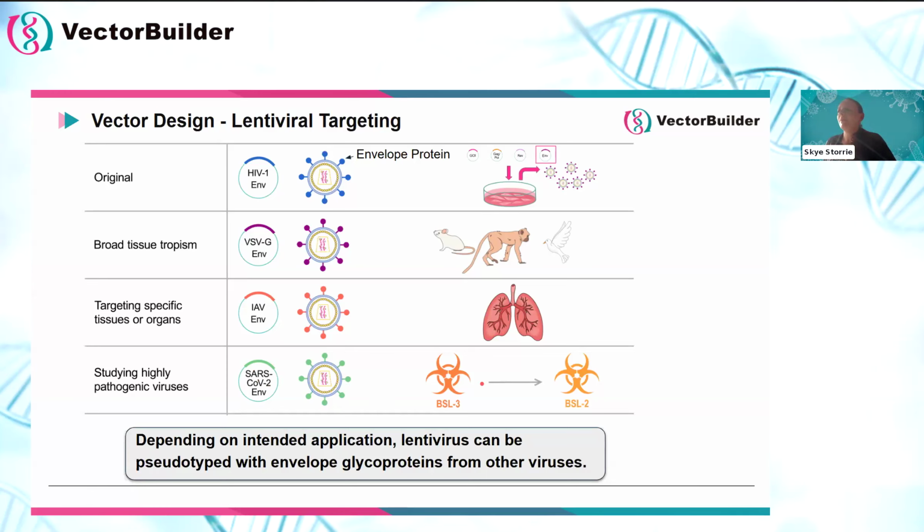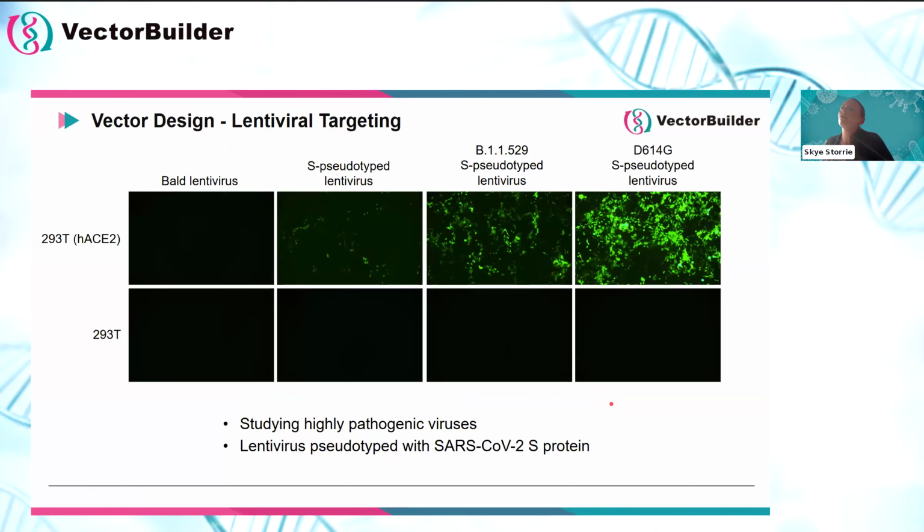And this meant that instead of having to use a biosafety level 3 facility, you could instead use a biosafety level 2 facility. And here is some data just showcasing this. So we've pseudotyped lentivirus with the spike protein of coronavirus, as well as different variants of the spike protein that emerged. And then we are transducing 293T cells expressing the receptor ACE2. And you can see that depending on the variant of the spike protein that we used, we got variable levels of expression. So again, just to highlight how this flexibility of pseudotyping can be used.